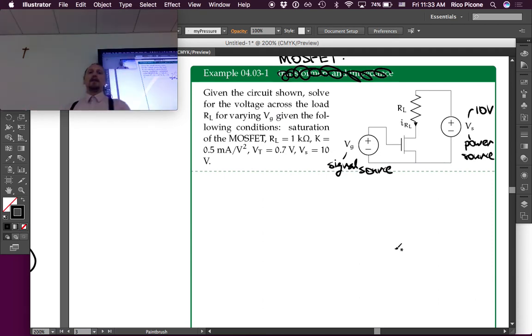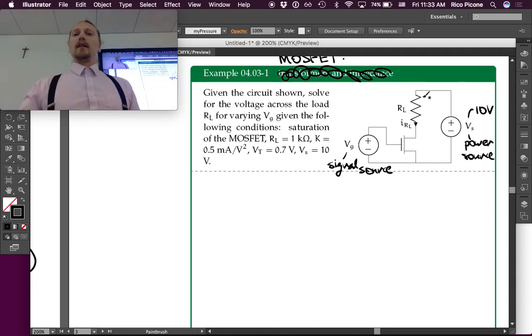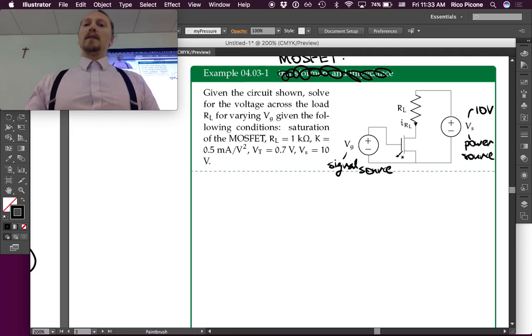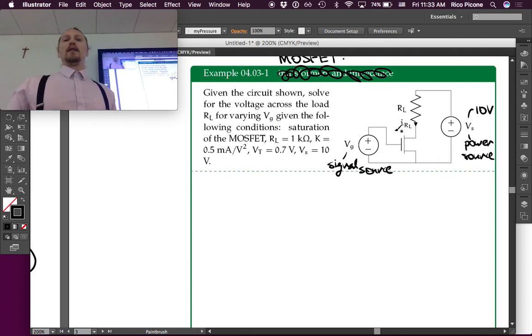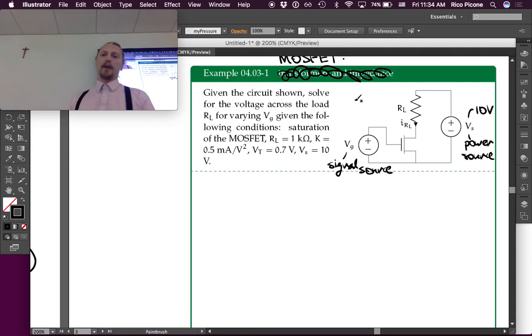And I want us to solve for what the voltage across the load resistor will be, given a range of VG that keeps this MOSFET in saturation the whole time. So we're just going to say, what is VRL for various values of VG as long as we're in saturation mode? So over the whole thing.